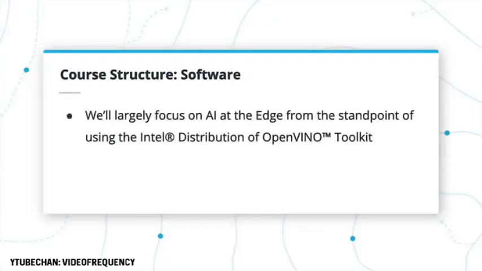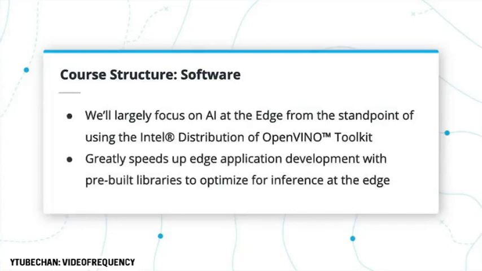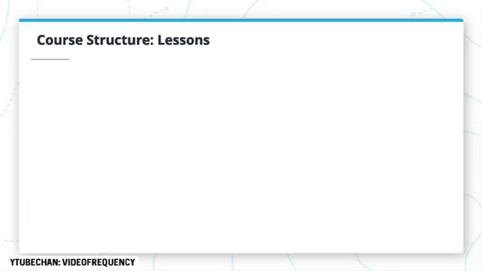We'll largely focus on AI at the edge using the Intel Distribution of OpenVINO toolkit. With its pre-built libraries for optimized inference, you can focus more on your edge application development rather than eking out the last bit of speed from a model. In the lessons, first, we'll start off with pre-trained models available in the toolkit's Open Model Zoo.